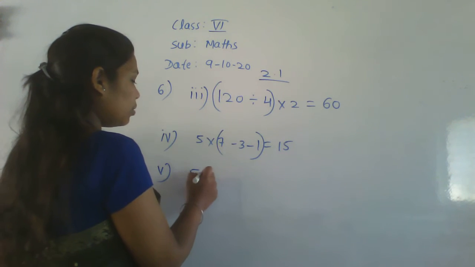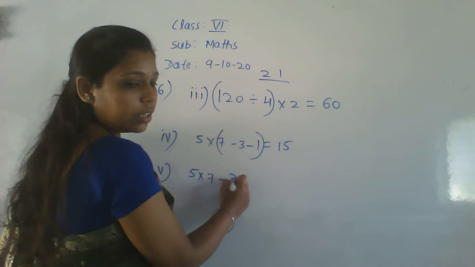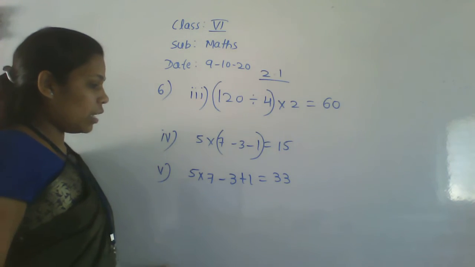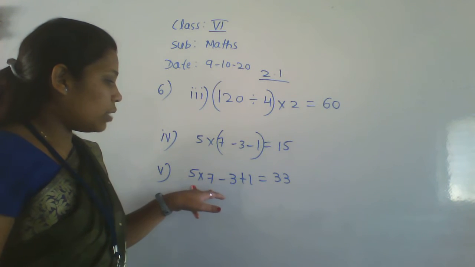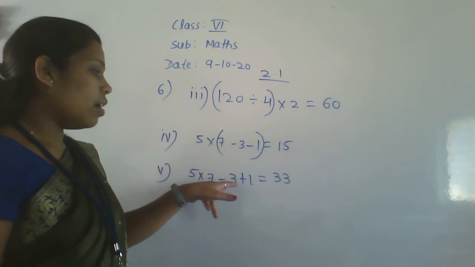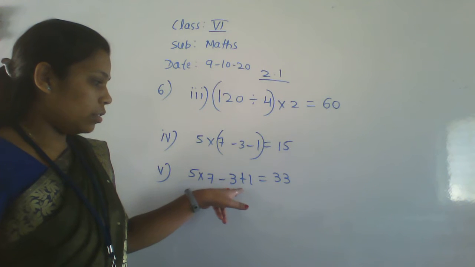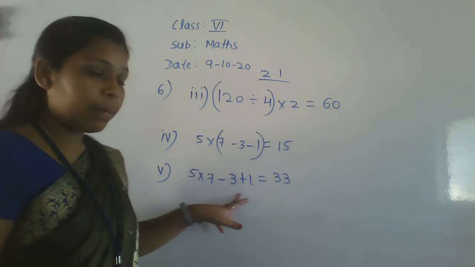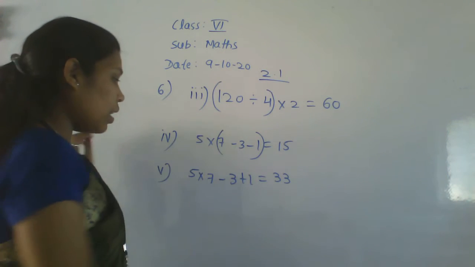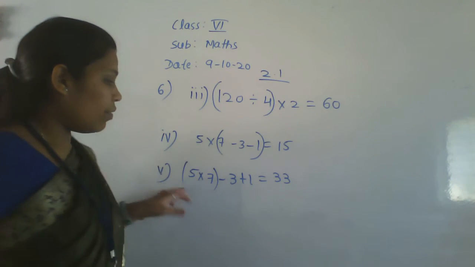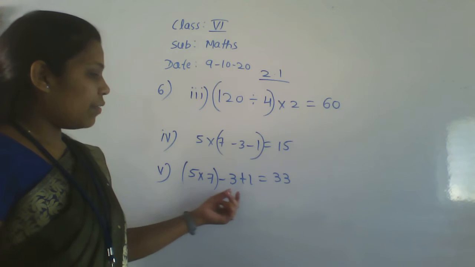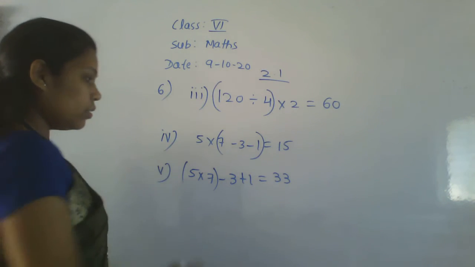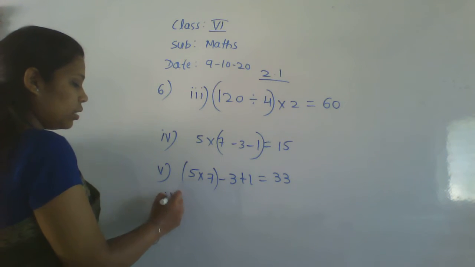5 into 7 minus 3 plus 1, that is equal to 33. Okay, observe. 5 into 7 is 35. Here minus 3 plus 1 is minus 2. 35 minus 2 is 33. So put the bracket for this one. 5 into 7 first we have to do. After that, do this one. You will get the answer. Getting? Next one, sixth one.